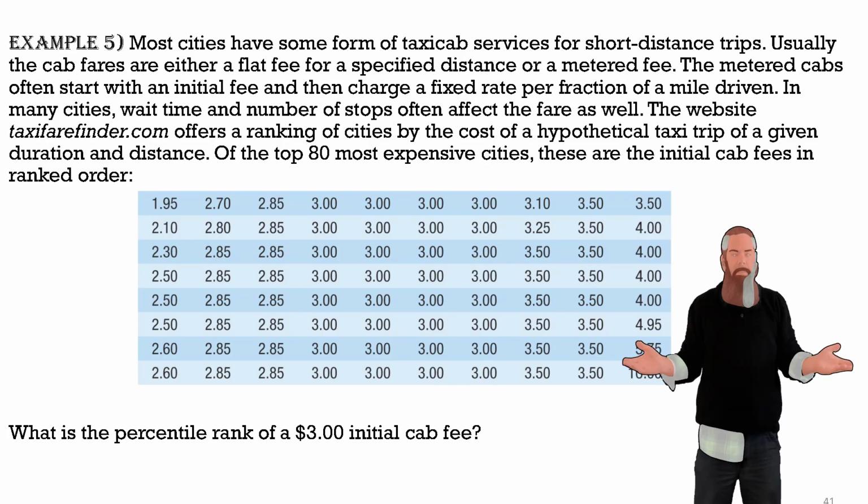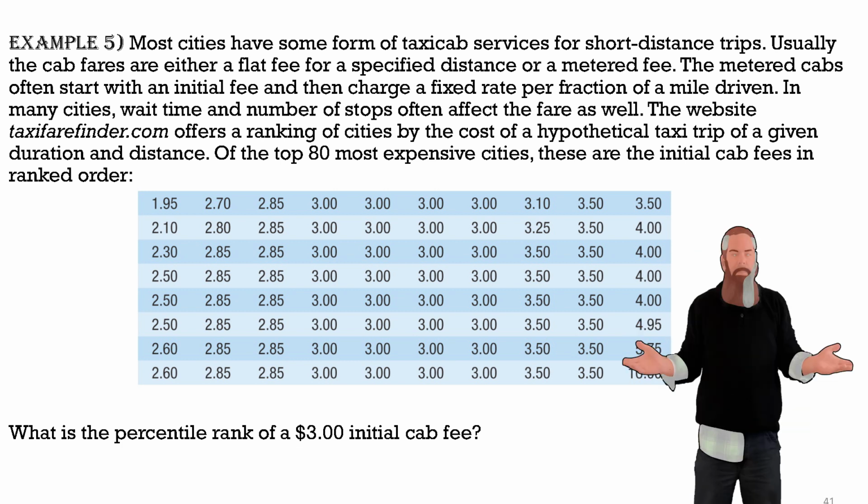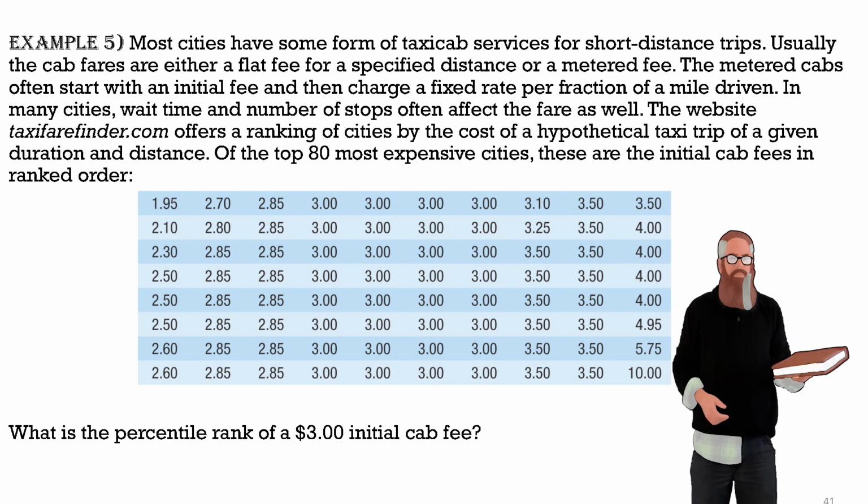So let's determine and interpret a percentile. Most cities have some form of taxicab service for short distance trips. Usually the cab fares are either a flat fee for a specified distance or a metered fee. The metered cabs often start with an initial fee and then charge a fixed rate per fraction of a mile driven. In many cities, wait times and the number of stops often affect the fare as well.